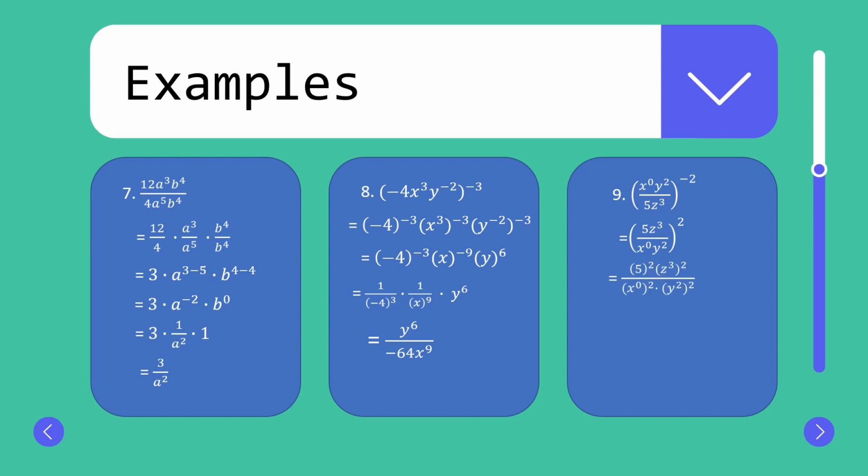So this becomes 5 squared z cubed raised to 2 over x raised to 0 raised to 2 times y squared raised to 2. Let's simplify and apply power of a power rule. So this becomes 5 squared z raised to 6 over x raised to 0 times y raised to 4. And this becomes 25z raised to 6 over y raised to 4.